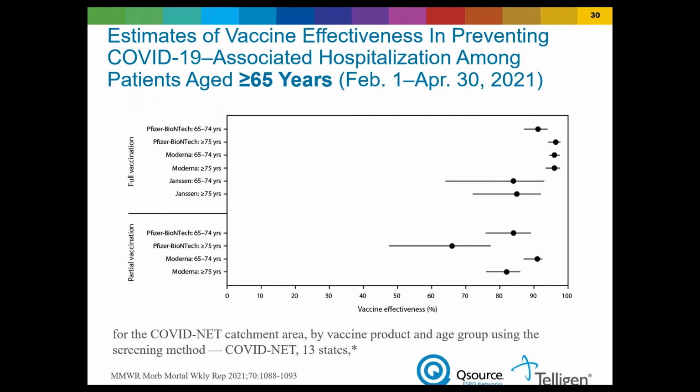And the bottom panel shows individuals with partial vaccination. There was some difference between the age groups in terms of Pfizer vaccination. Patients who were partially vaccinated over the age of 75 years particularly had low effectiveness compared to those who were younger, with similar trend with Moderna, but not as distinct as in older individuals. Next slide, please.